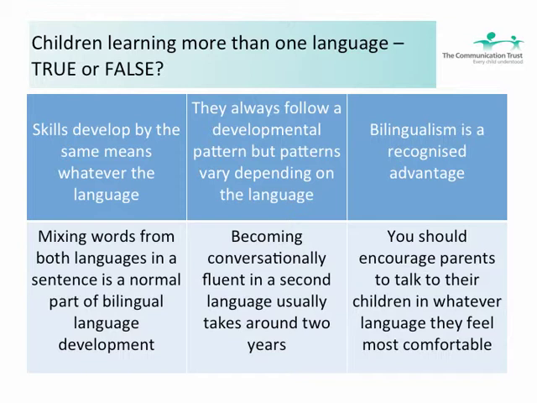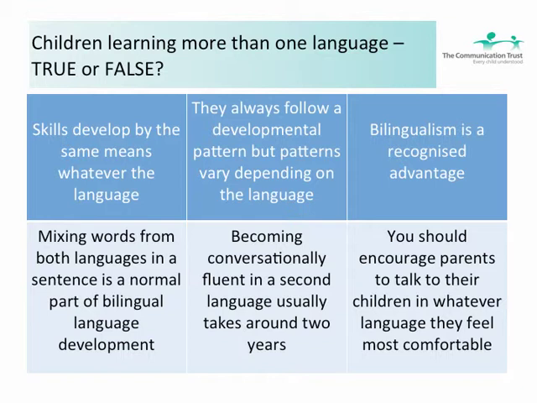And going downwards to the bottom left, mixing words from both languages in a sentence is a normal part of bilingual language development. It sounds a bit like when I try and talk French when I'm abroad, and I manage to start off maybe with 2 words in French and then the rest is in English. I think that's part of my bilingual language development as well, that mixing along the way. Becoming conversationally fluent in a second language usually takes around 2 years. So that's not when a child's 2, it's from whenever a child starts learning that second language.